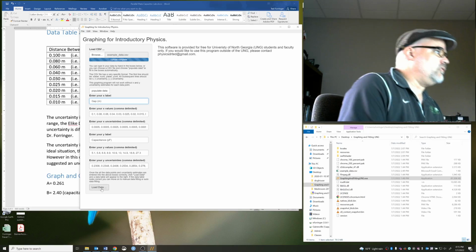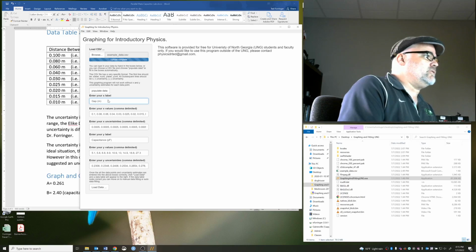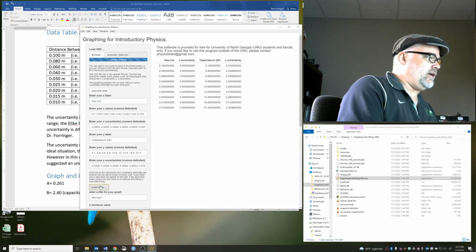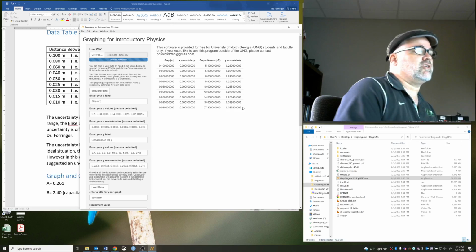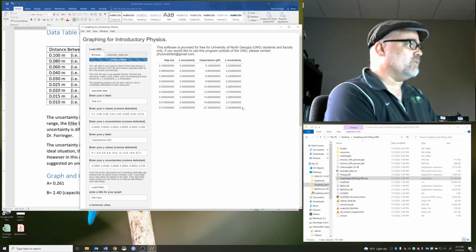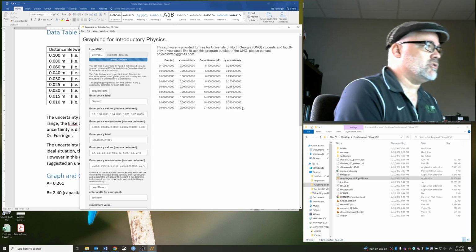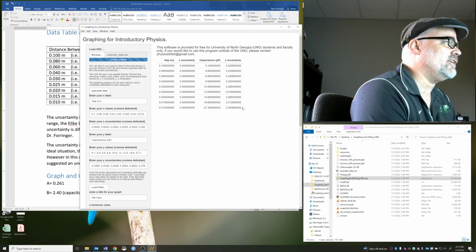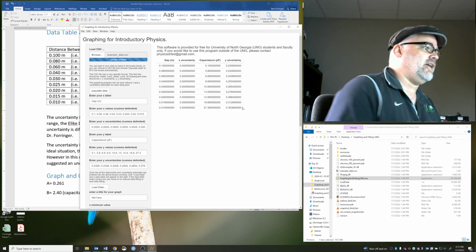Okay, so once I've got all this looking the way I want it to, either by typing it in by hand or by loading it from a file, I press load data, and it creates a data table over here. And that data table is what the computer's actually going to use to do the graphing, and we just want to check to make sure it parsed everything correctly and everything looks right. I think it does.